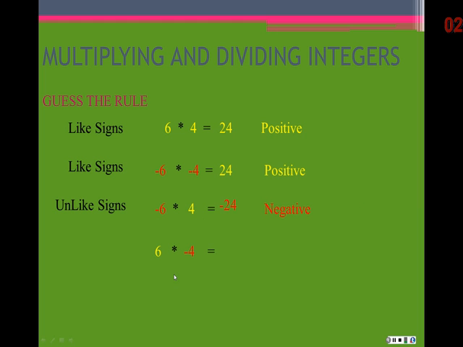And then what about 6 times negative 4? Nope, negative 24 because the signs are different. If the signs are different, your answer is negative. If the signs are the same, your answer is positive. Any questions about this rule? It's the same rule for division.